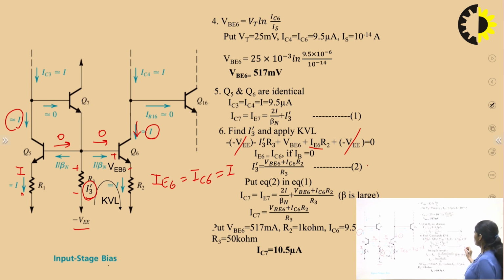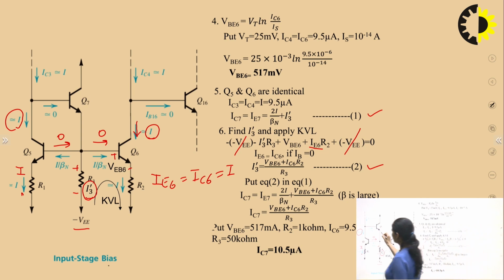Now put this equation 2 in this equation 1. Now you can see this equation, here IE7 is equal to how much? 2, this I plus I upon beta plus I upon beta.